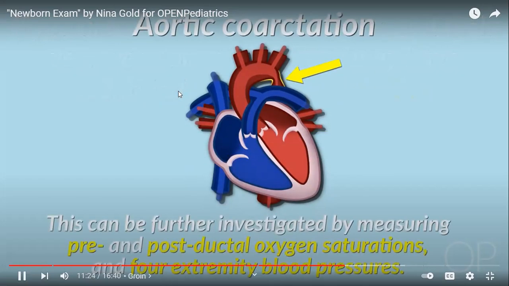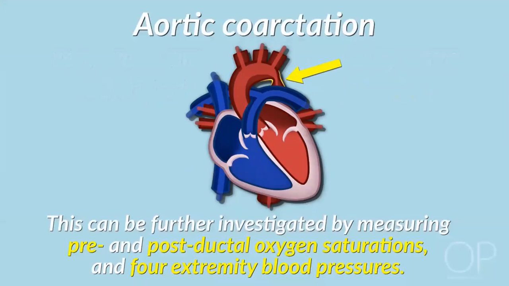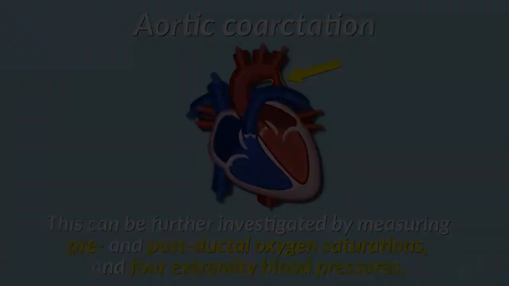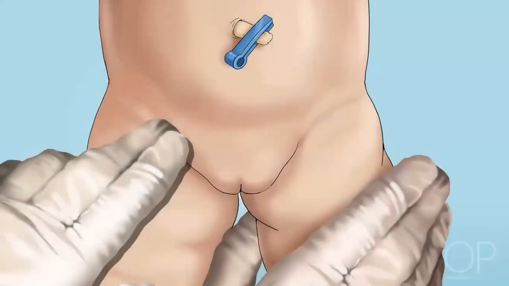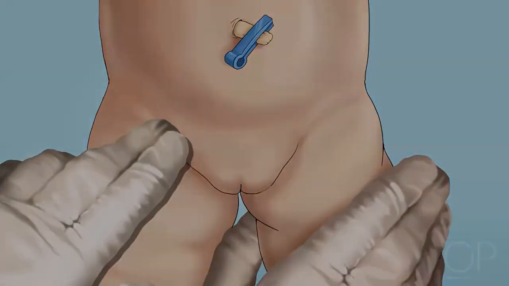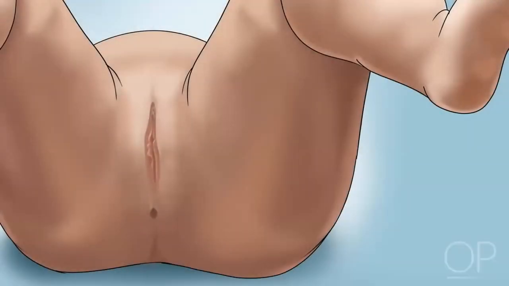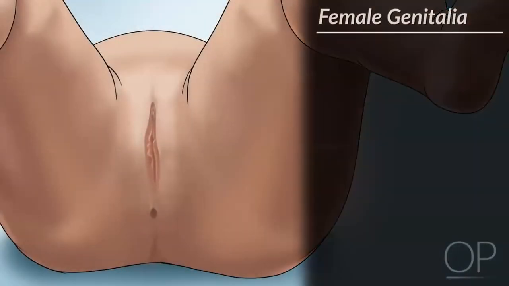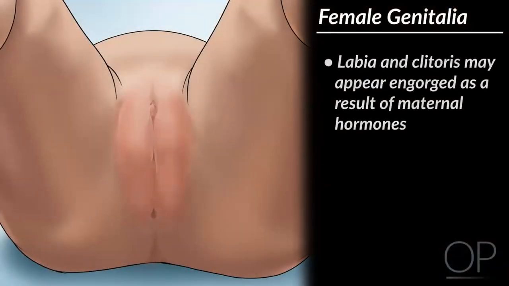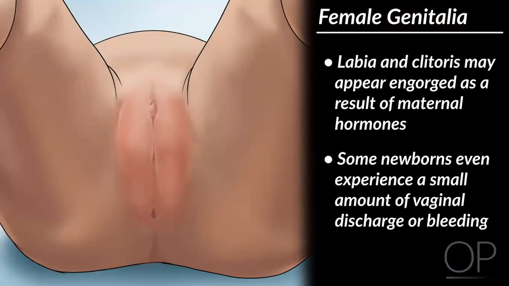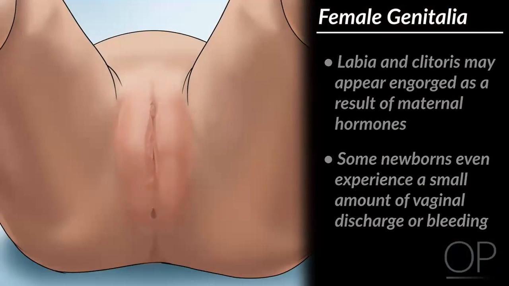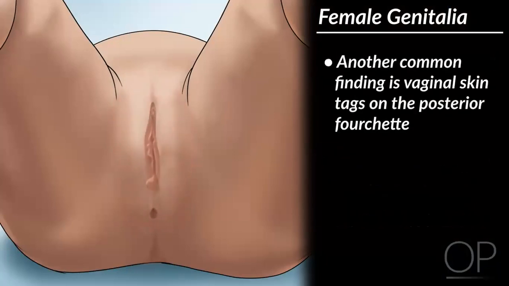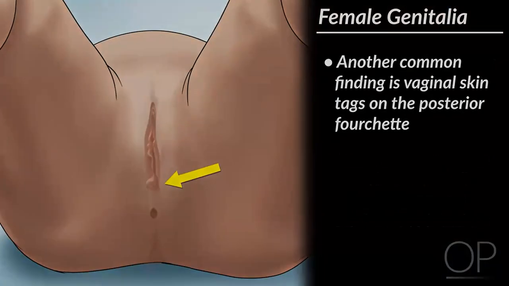This can be further investigated by measuring pre- and post-ductal oxygen saturations and four-extremity blood pressures. At this time, you may also check for the presence of an inguinal hernia. Now, evaluate the genitalia. In an infant with female genitalia, the labia and clitoris may appear engorged as a result of maternal hormones. Some newborns even experience a small amount of vaginal discharge or bleeding. Another common finding is vaginal skin tags on the posterior fourchette.